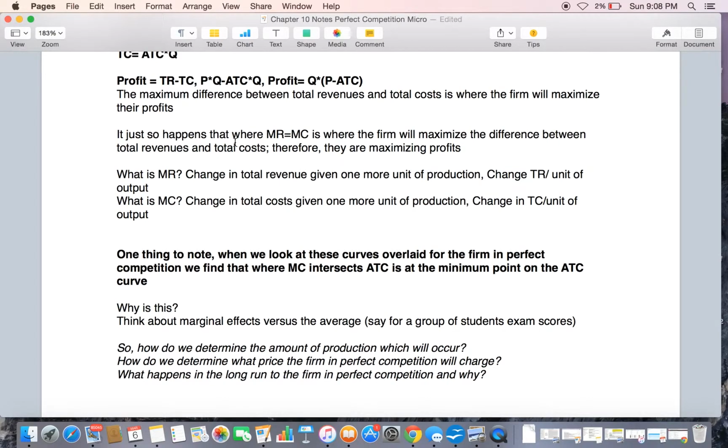I would say this will definitely be on your exam in the short answer section, so please make sure you understand all of it. And again, let me know if you have questions.